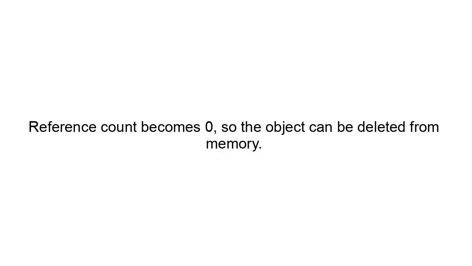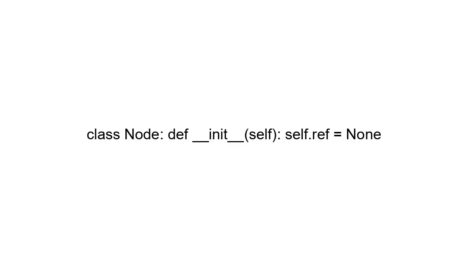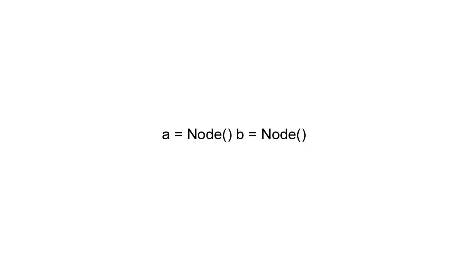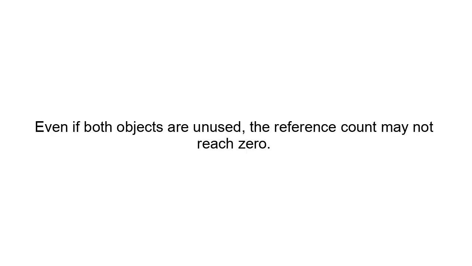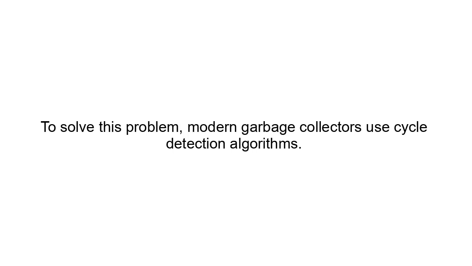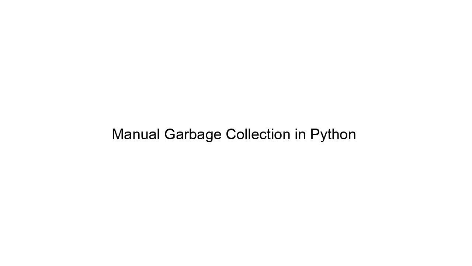Cyclic references. Sometimes objects reference each other. Example. class Node: def __init__(self): self.ref = None. a = Node(); b = Node(); a.ref = b; b.ref = a. Here, a references b. b references a. Even if both objects are unused, the reference count may not reach 0. To solve this problem, modern garbage collectors use cycle detection algorithms.